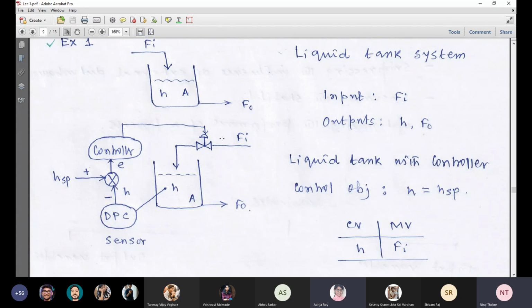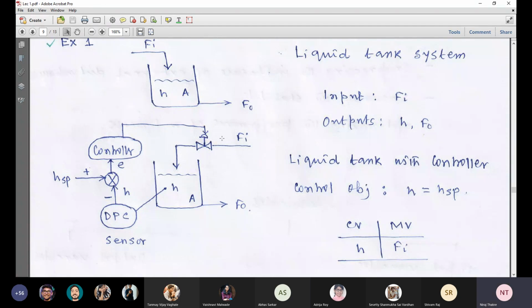Sir, is F0 here an unmeasured output variable or a secondary measured output variable? F0 is an output variable here, and if you want to know the flow rate of F0, you can measure it. Okay, sir. It's not primary or secondary. It's measured or unmeasured.